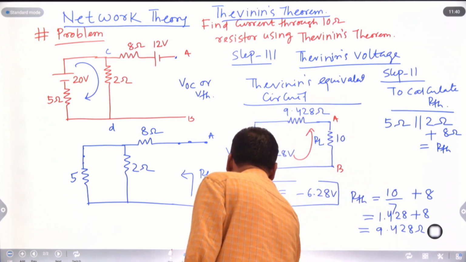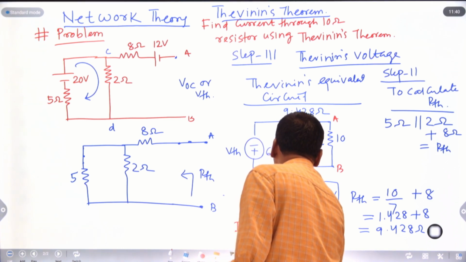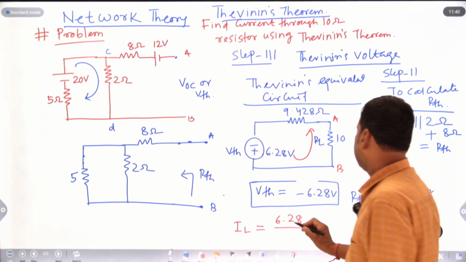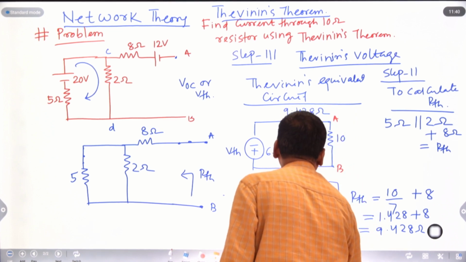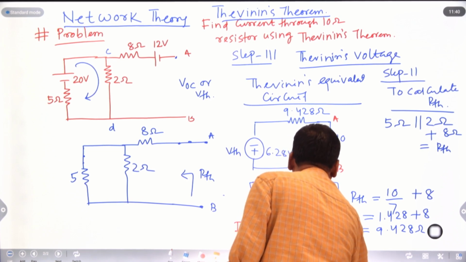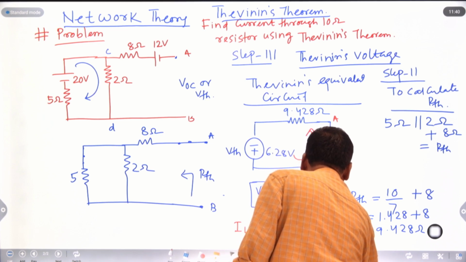The load current IL equals Thevenin's voltage, that is 6.28 volt, divided by the sum of the resistors, that is 9.428 plus 10. The value is around what? 6.28 divided by 19.428. The value is around how much?